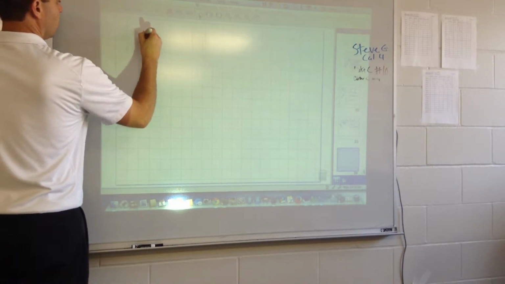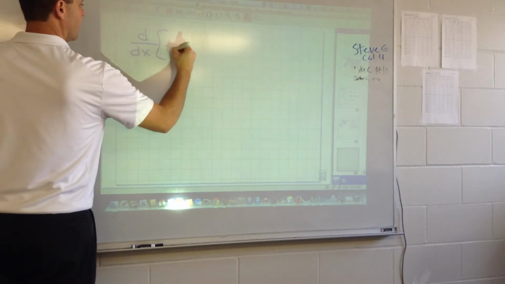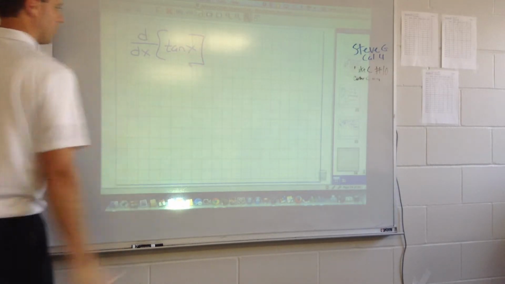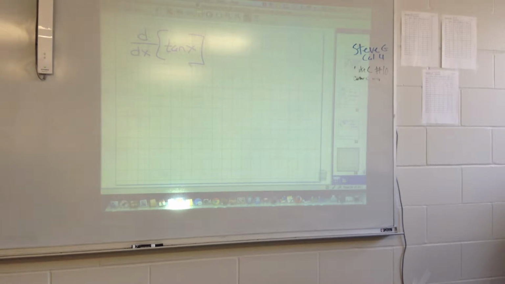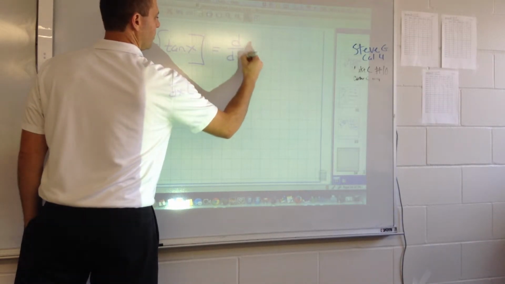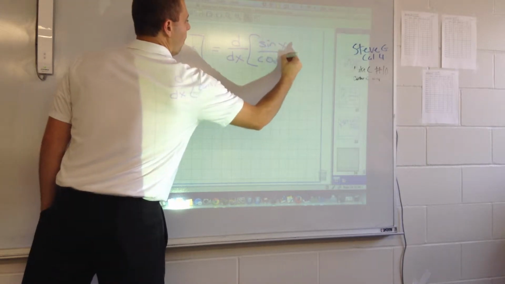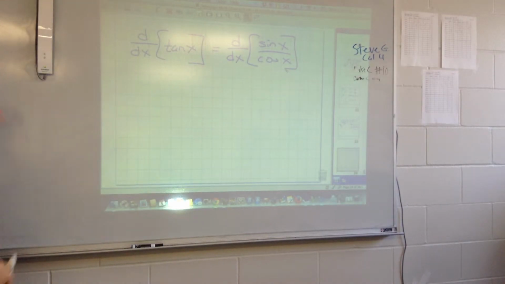All right. So let's say we were going to do the derivative of the tangent function. We're going to find the derivative of tangent. With a little remembering from trig, you would remember that tangent could also be written as sine over cosine. So really, you're doing the derivative with respect to x of sine x over cosine x.